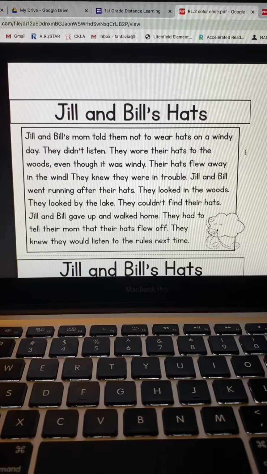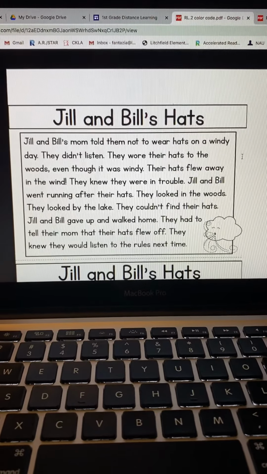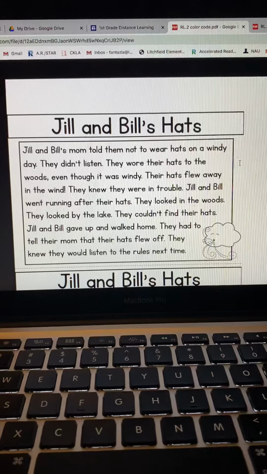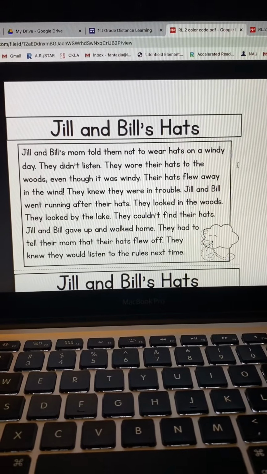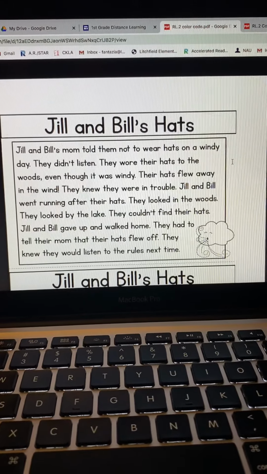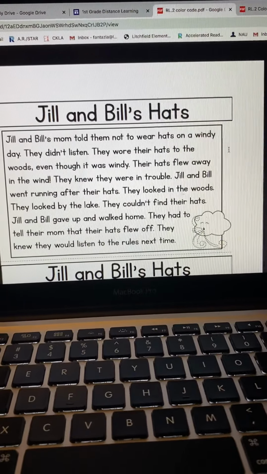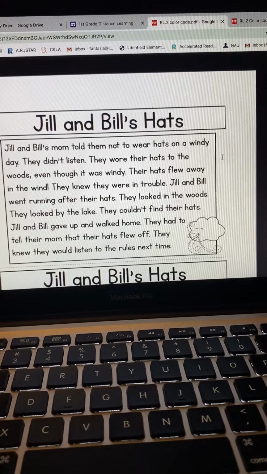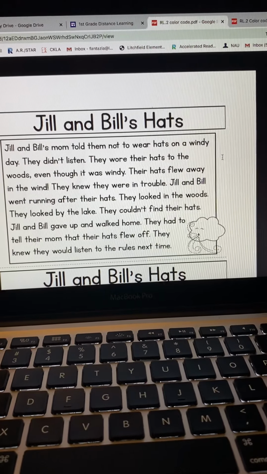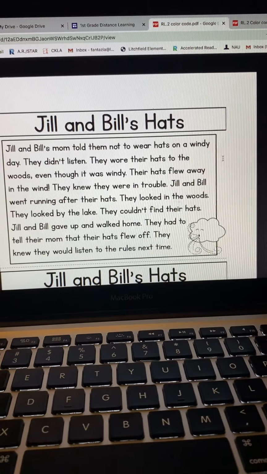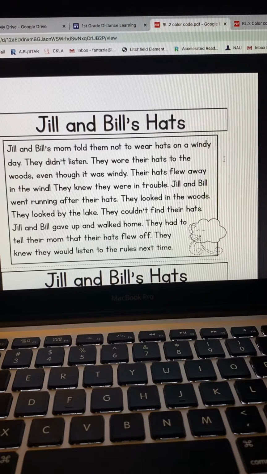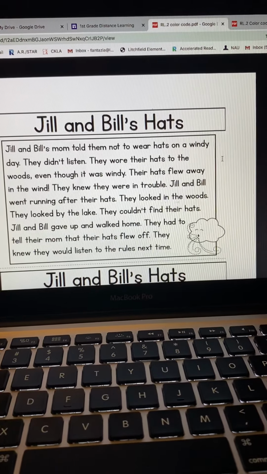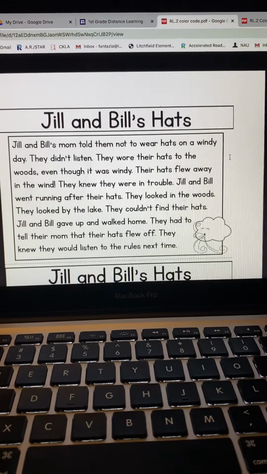So Jill and Bill's hats. Jill and Bill's mom told them not to wear hats on a windy day. They didn't listen. They wore their hats to the woods, even though it was windy. Their hats flew away in the wind. They knew they were in trouble. Jill and Bill went running after their hats. They looked in the woods. They looked by the lake. They couldn't find their hats. Jill and Bill gave up and walked home. They had to tell their mom that their hats flew off. They knew they would listen to the rules next time.